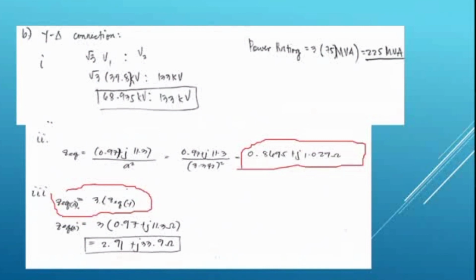Our high voltage side is a delta connection. So 3 times the Z equivalent of the Y connection, which is 0.97 plus j11.3 ohms. So we get an equivalent impedance referred to the high voltage terminal of 2.91 plus j33.99 ohms.